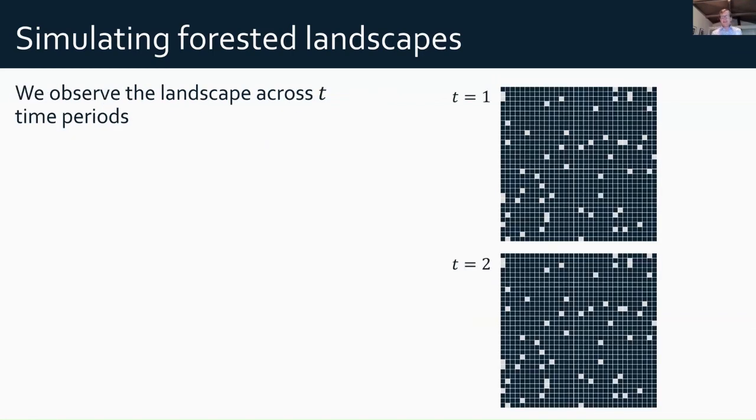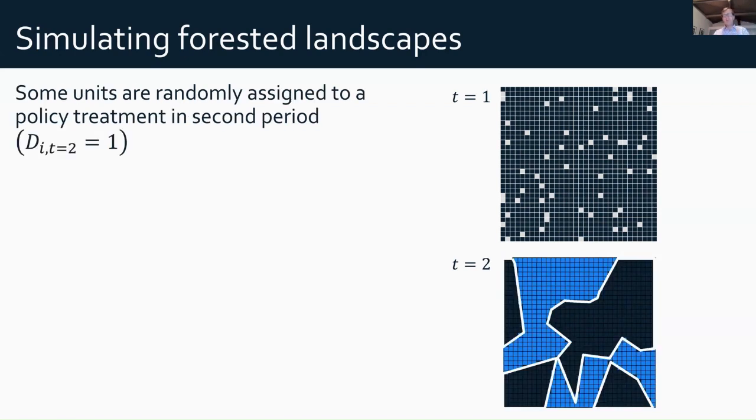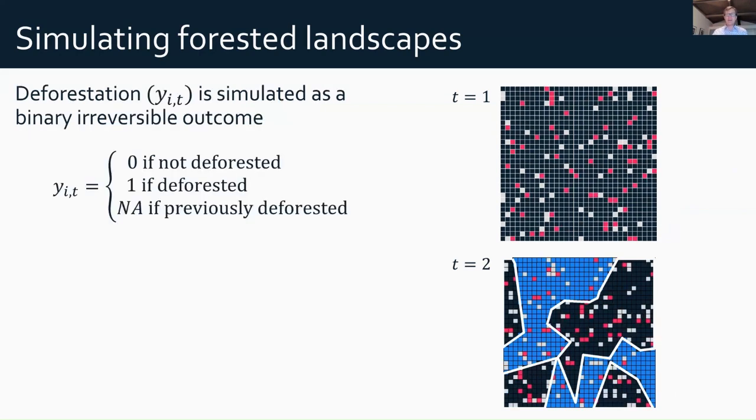We observe the landscape across T time periods. We create those simulations for multiple stacked years, often 10 years in our simulations, and we're going to impose some policy. So here, imagine this is now in bright blue, a protected area that's been dropped down on this landscape. We want to figure out what the effect of that protected area was. In the initial time period, this pixel was not treated by that protected area. And then in the second time period, it is treated by the protected area.